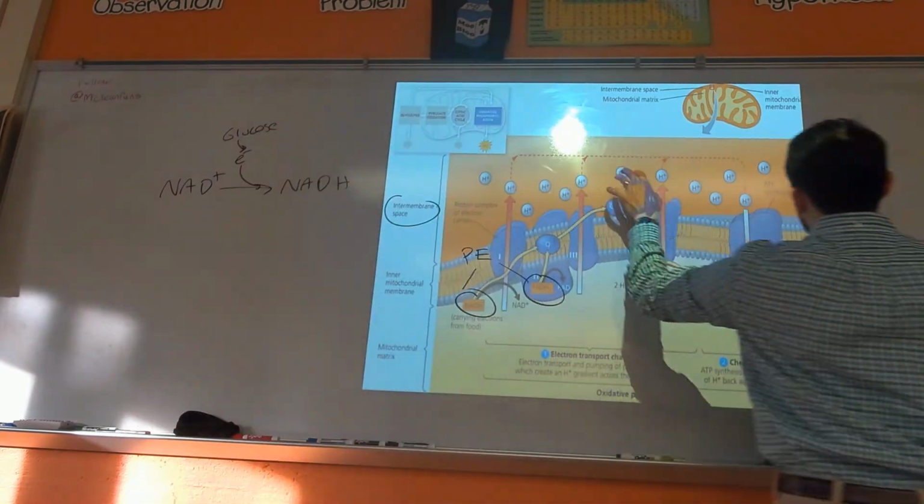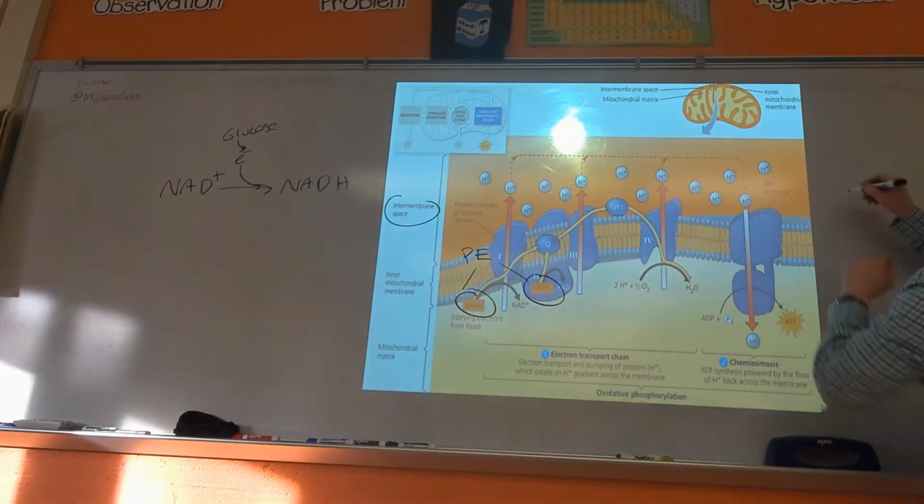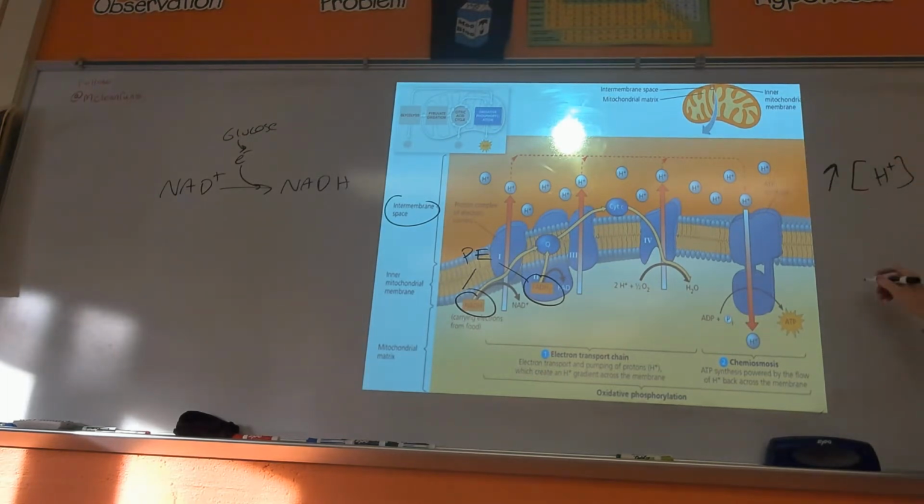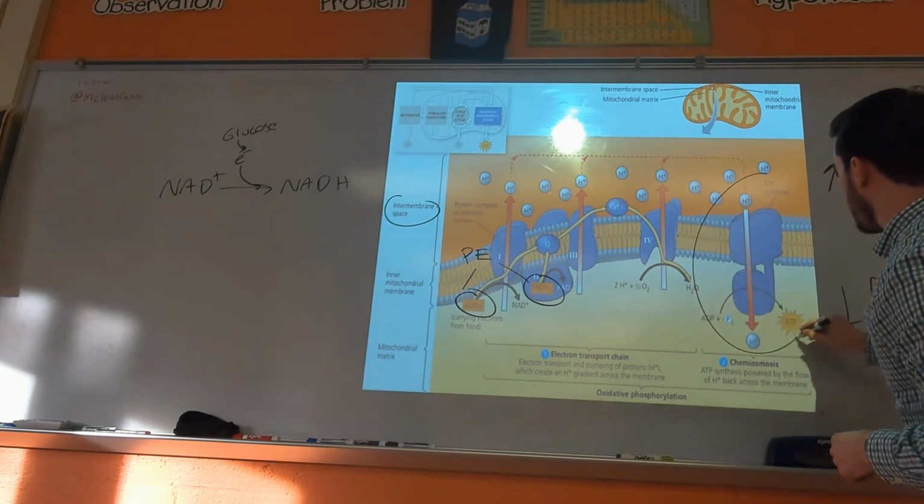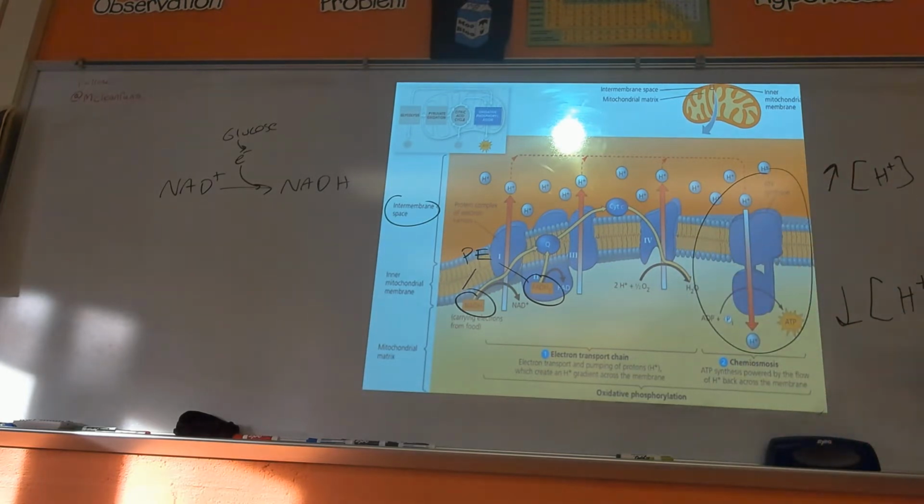And because of that pumping, you'll now have a higher concentration of H plus in the inner membrane space and a lower concentration of H plus in the mitochondrial matrix. That creates an energy gradient where these hydrogen ions want to go from more to less. But there's only one option for them to get back into the matrix, and that is through this protein complex called ATP synthase. So think of it like a wind turbine. This is literally a turbine, the world's smallest turbine right here.